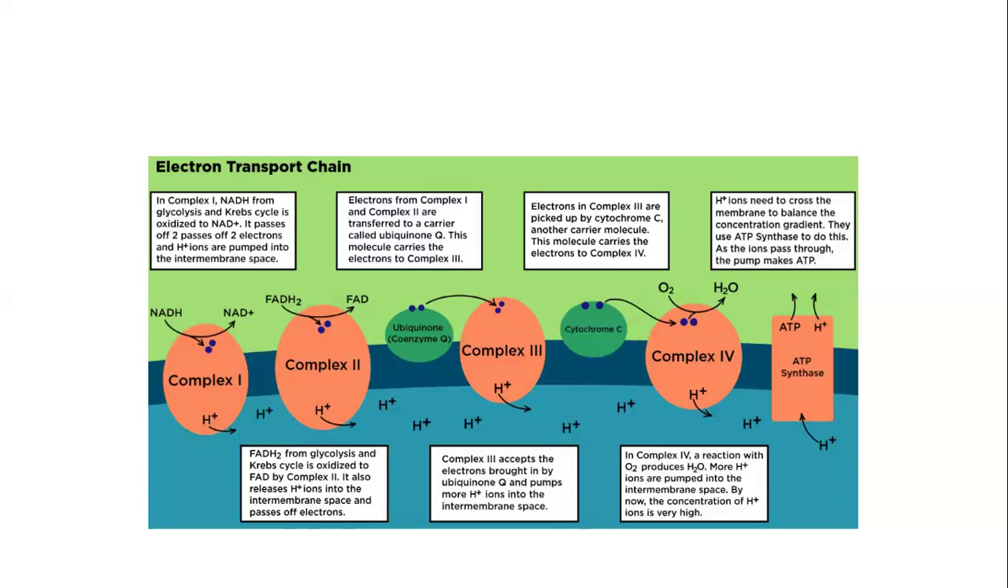Now let's talk about what has happened before. Remember, I said you're having the high energy molecules coming from glycolysis, from pyruvate decarboxylation, and from the Krebs cycle. So a single NADH molecule that comes from the citric acid cycle will give you 3 ATP molecules, whereas a single FADH2 molecule that comes from the citric acid cycle will give you only 2 ATPs.